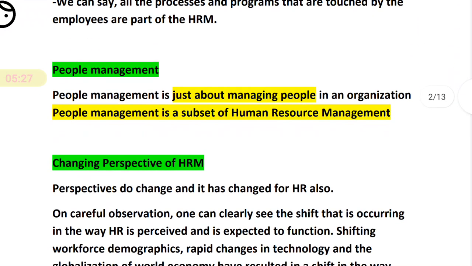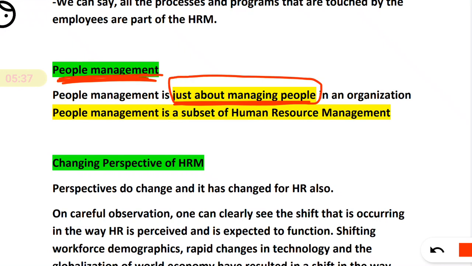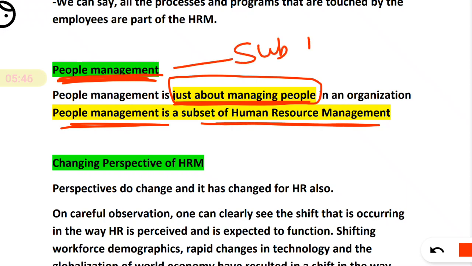Now, what is people management? So friends, people management is very easy. People management is just about managing the people in the organization. So we can say people management is a subset of HRM.